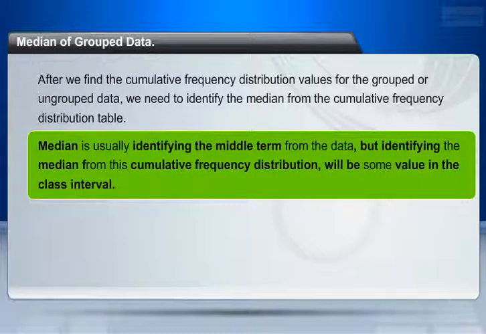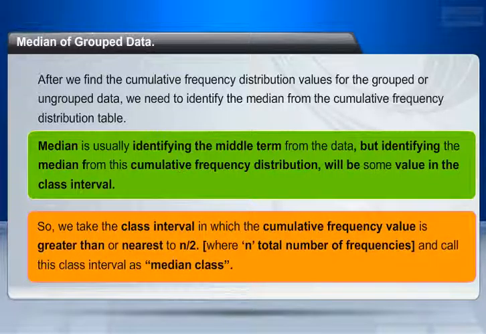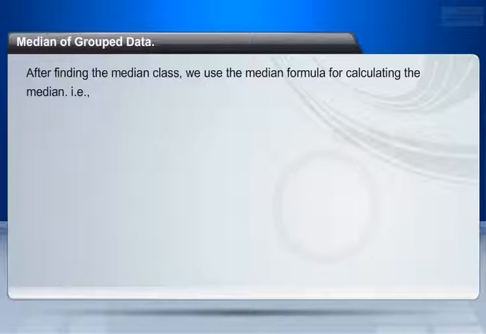Median is usually identified as the middle term from the data, but identifying the median from this cumulative frequency distribution will give some value in the class interval. So, we take the class interval in which the cumulative frequency value is greater than or nearest to n by 2, where n is the total number of frequencies, and call this class interval the median class. After finding the median class, we use the following formula for calculating the median.